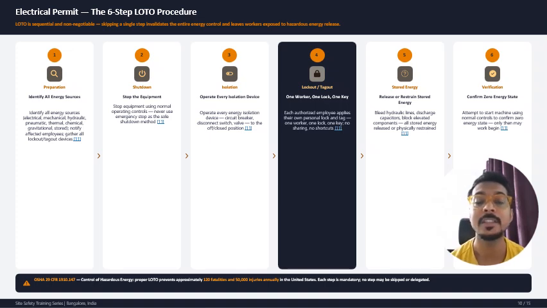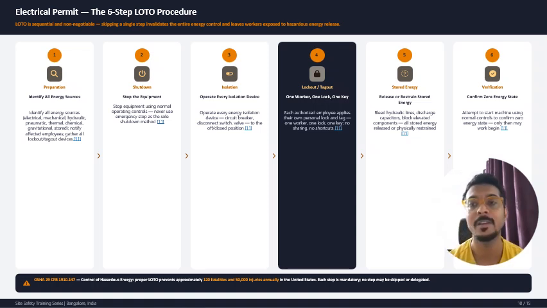Step three: isolation. Operate every energy isolation device, such as the circuit breaker and disconnect. Most important, one worker, one lock, one key, so there is no confusion. No one should come with your key. There is no shortcut. Each authorized person has their own one lock, one key, so anyone who is locked out is permanently locked, and no one can open it by mistake.